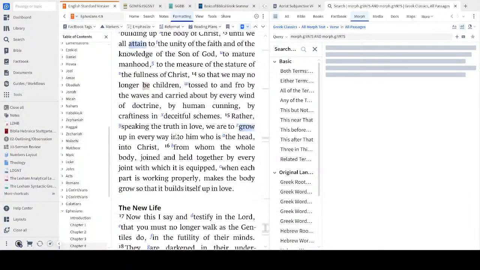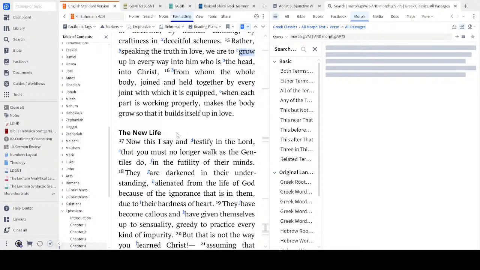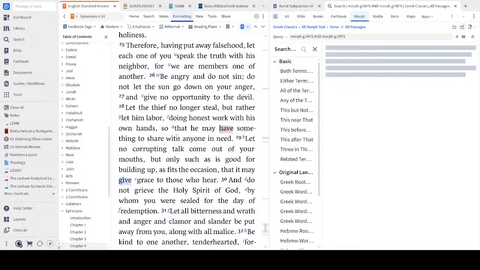Instead of, oh, here's one. So in Ephesians, so that they may have something to share in need. So it's saying, hey, that, so here is the present tense subjunctive. So it's a mood of probability.